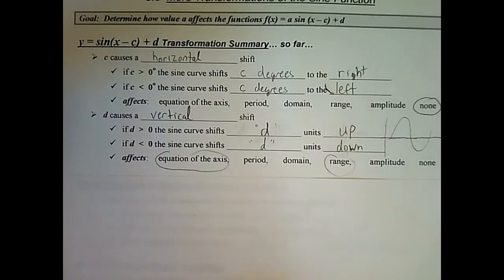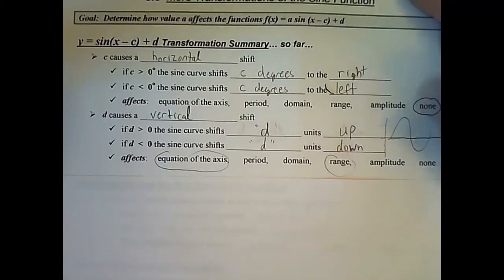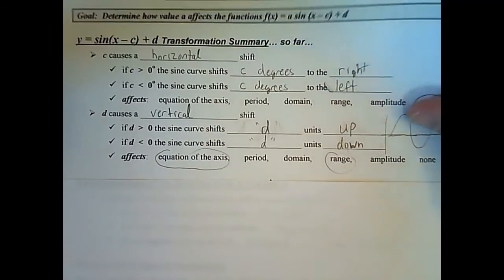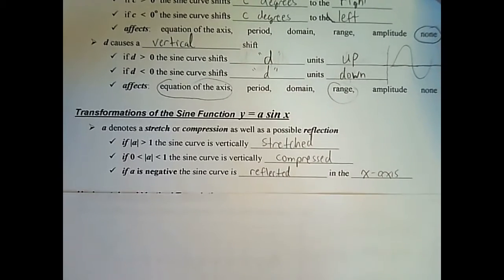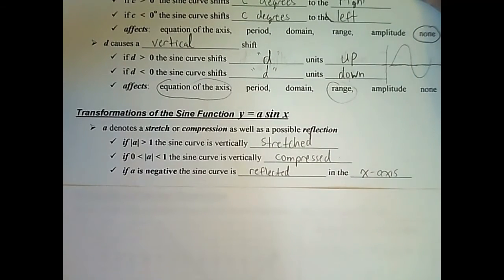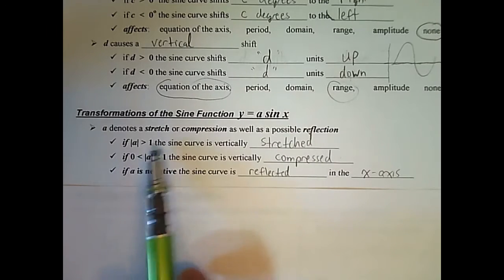So if you understand that idea of c being the horizontal shift, d being the vertical shift, we're now going to look at what the a value represents, and just like in quadratics, it denotes a stretch or compression as well as a possible reflection. So a lot of words in it. So let's go over the first part, stretch or compression.